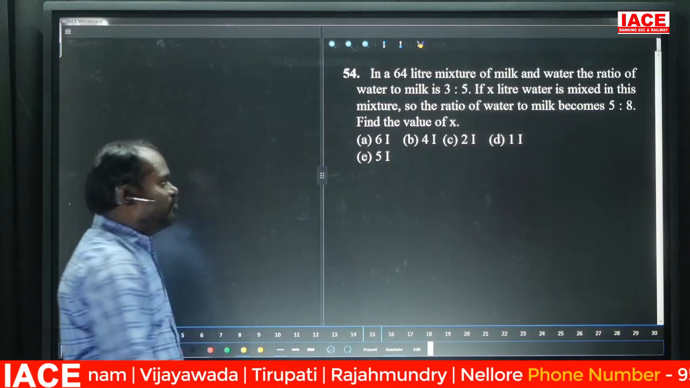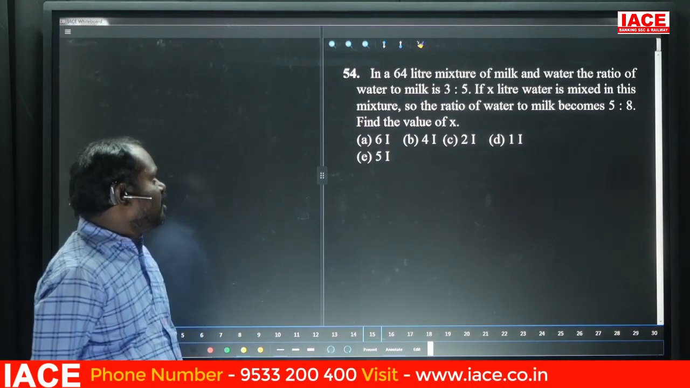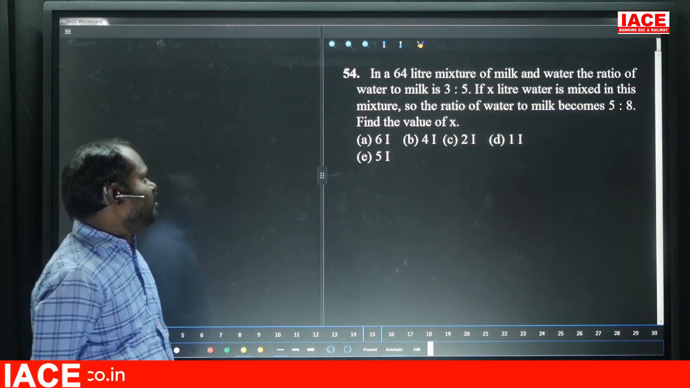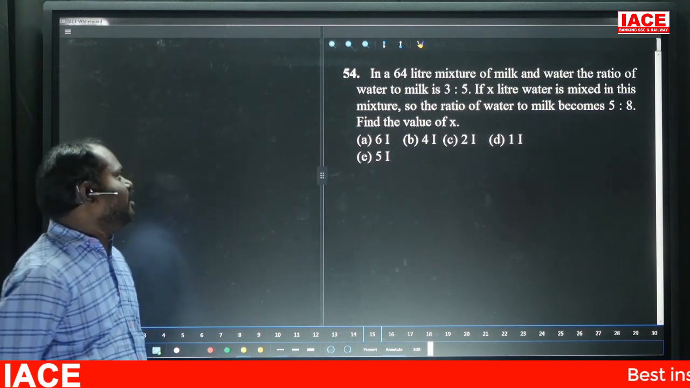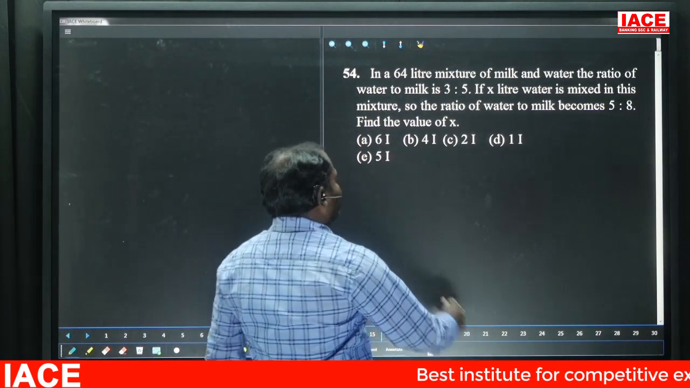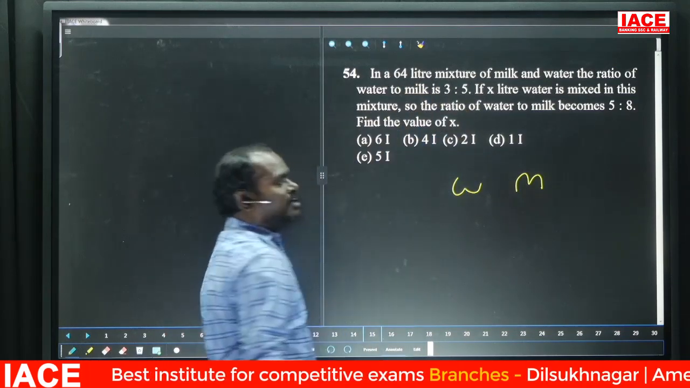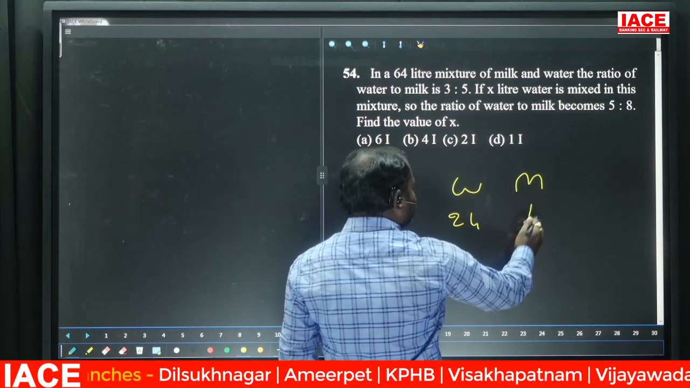Next. 54. In a 64 liters mixture of milk and water, the ratio of water to milk is 3:5. If X liters of water is added to the mixture, so that the ratio of water to milk becomes 5:8, what is the value of X? Out of 64 liters, the 3:5 ratio means 8 parts. 8 parts is 64, so 1 part is 8. So 8 threes are 24, 8 fives are 40.